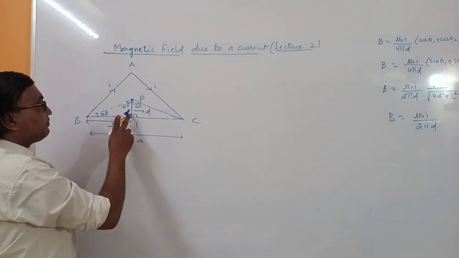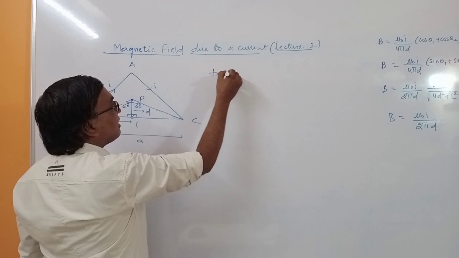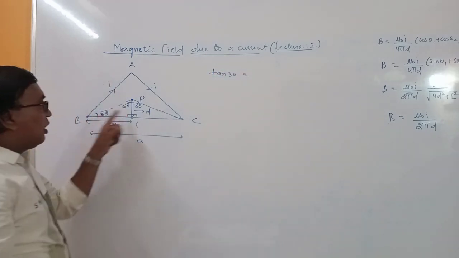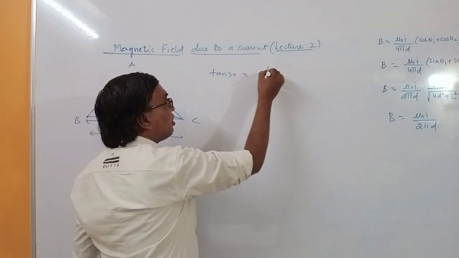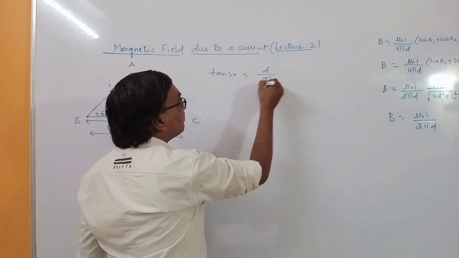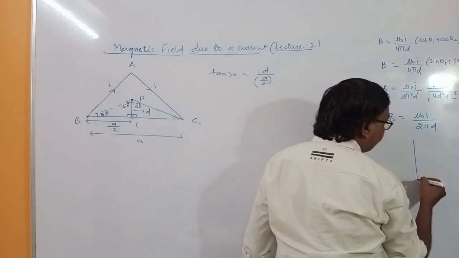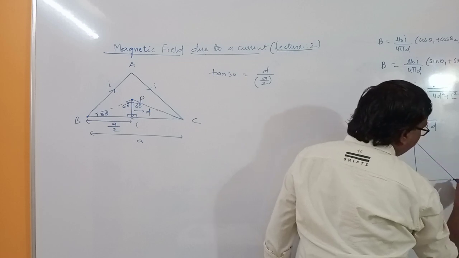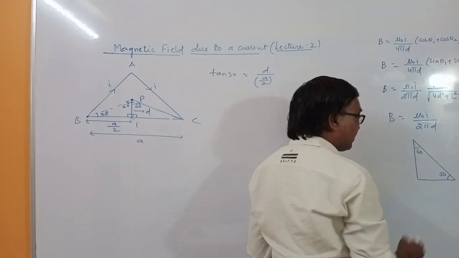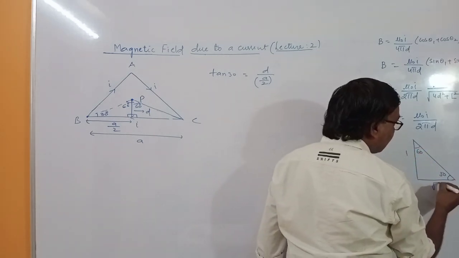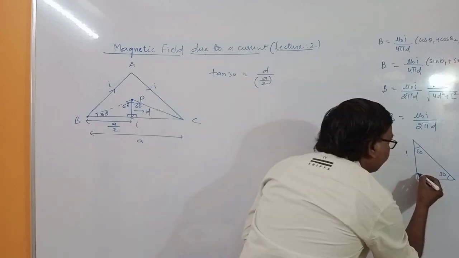So we'll use tan 30. From the triangle, tan 30 is equal to the opposite side d upon the adjacent side a by 2. So how much is tan 30? Is tan 30 equal to 1 by root 3? For the 30-60 triangle, the sides are 1 and root 3, so tan 30 is 1 by root 3.